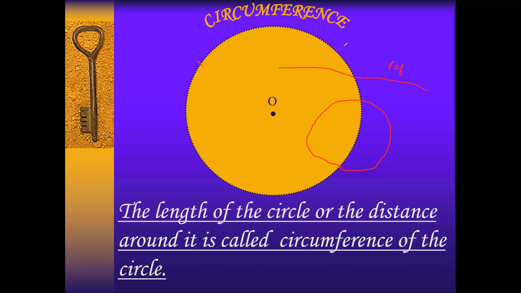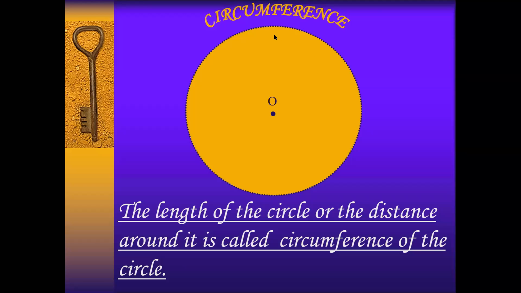But for example, if you don't know the original length of the rope from which the circle is made, how can you know the perimeter? And perimeter is basically the length of the circle, this length of the circle. Perimeter would be this length of the circle.